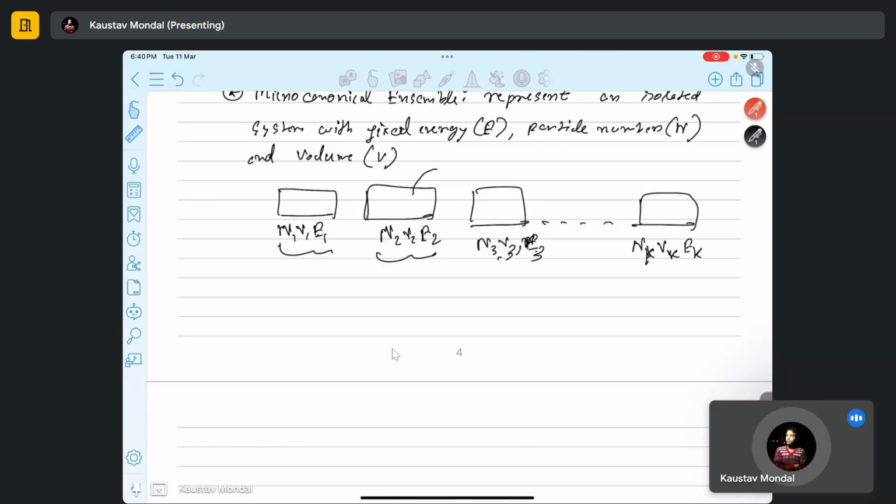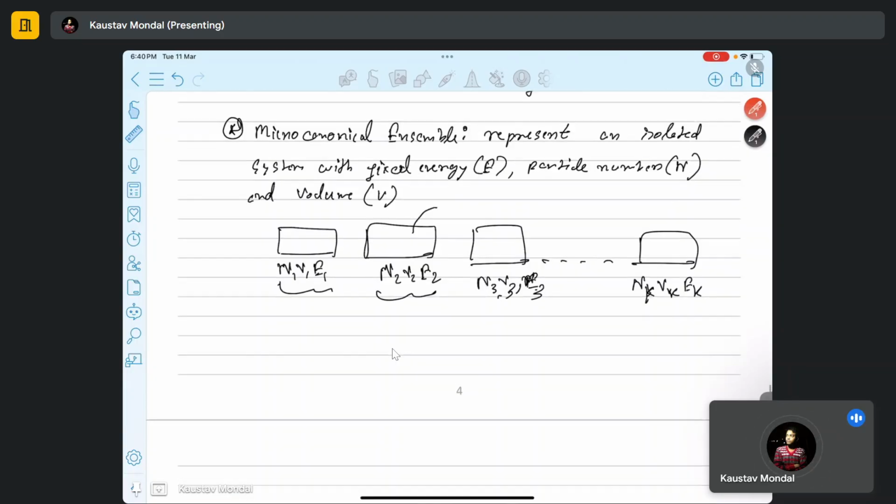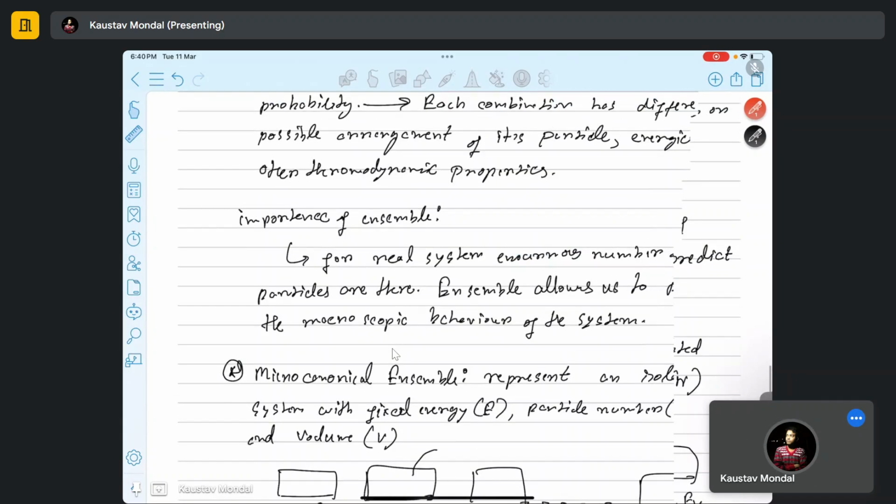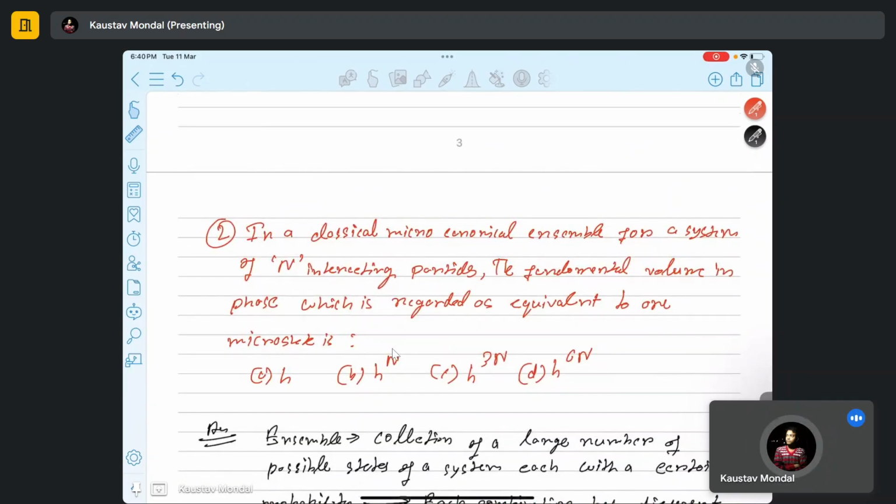So if these three things are constant, these are basically the snapshots of the system for different configurations. These are the ensembles. And if this N, V, E remains conserved, then it is known as a microcanonical ensemble. Now in our problem, it says that in a classical microcanonical ensemble for a system of N particles, the fundamental volume in phase space is regarded as equivalent to one microstate.